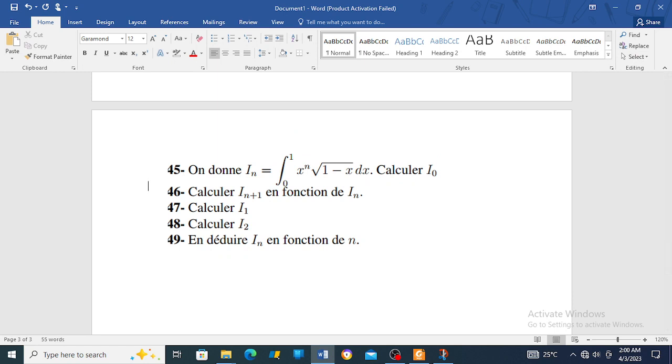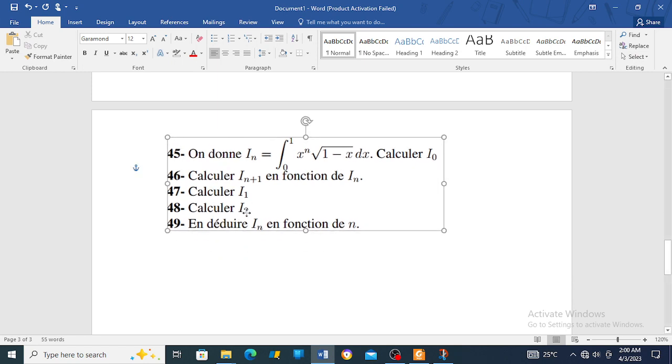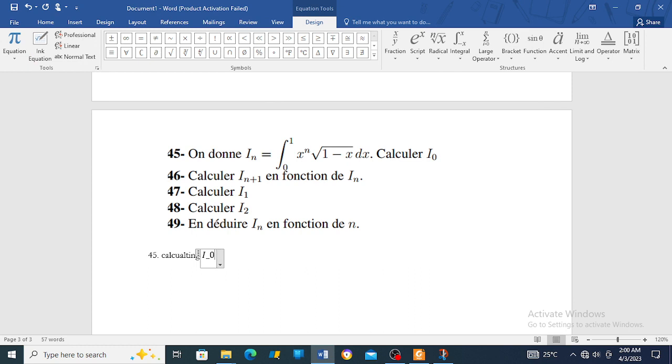Alright, so let us begin with 45, which is asking us to calculate I_0. So I_0 is equal to the integral from 0 to 1. We need to replace n with 0. You have x to the power 0 and it is 1. You have just the square root of 1 minus x. So I'm going to write this square root as 1 minus x raised to the power half. Okay, we are integrating with respect to x.